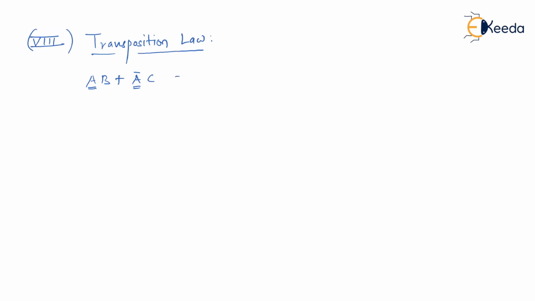And there is some other variable, let's say C. Now how to remember the transposition law? Just look at this. Take A with the other variable C and connect A bar with B. So the result is like this. It becomes (A plus C) dot (A bar plus B).